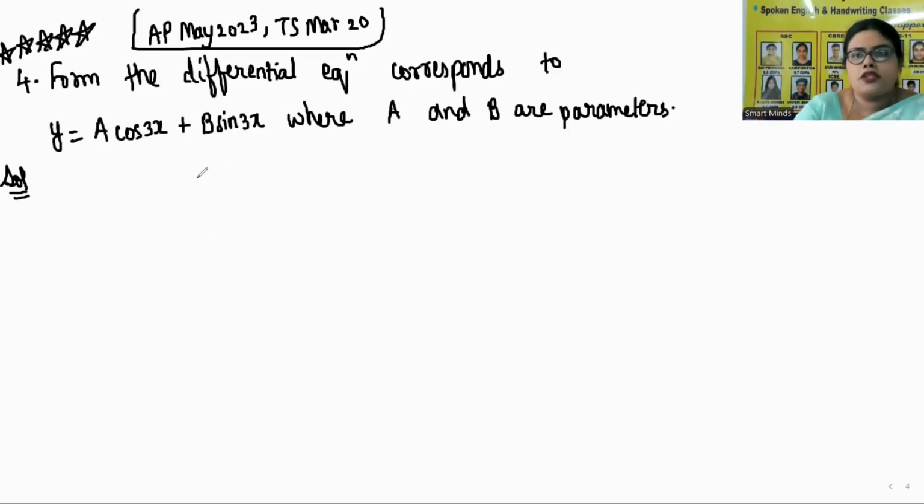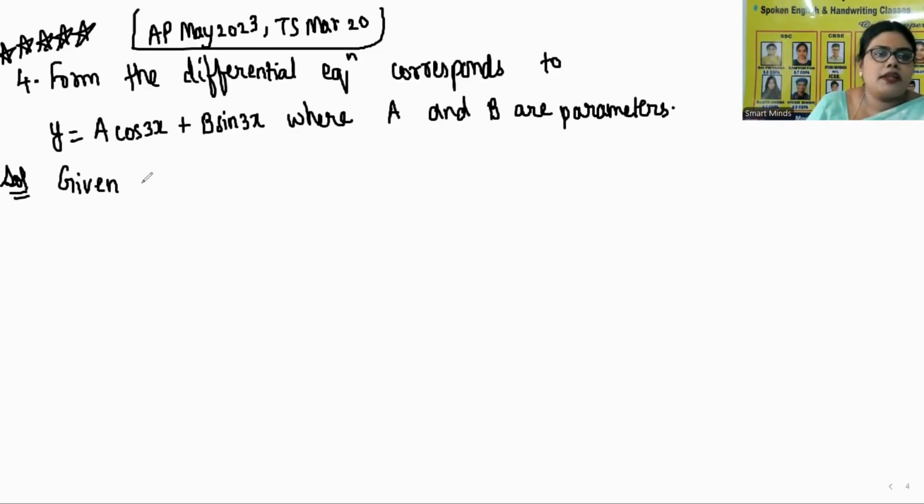Now take the next question. This question is also very, very important. It last appeared in AP May 2023 and TS March 2020. Form the differential equation corresponding to y = a cos 3x + b sin 3x. Like we were given c in the last problem, this question is not that way. Here you have trigonometric ratios. So let us see how to solve this.